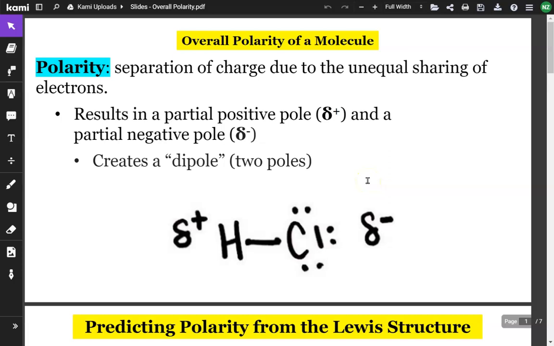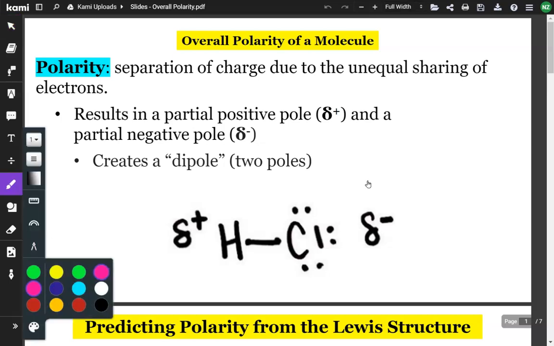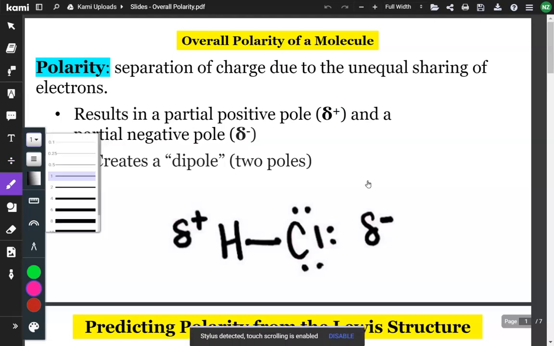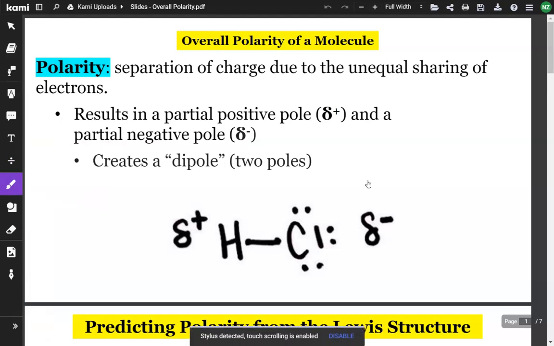In this video, we're going to go through overall polarity of a molecule. Let's start with the definition of polarity. Polarity is the separation of charge due to the unequal sharing of electrons. So this results in a partial positive and partial negative pole, and we call that a dipole.